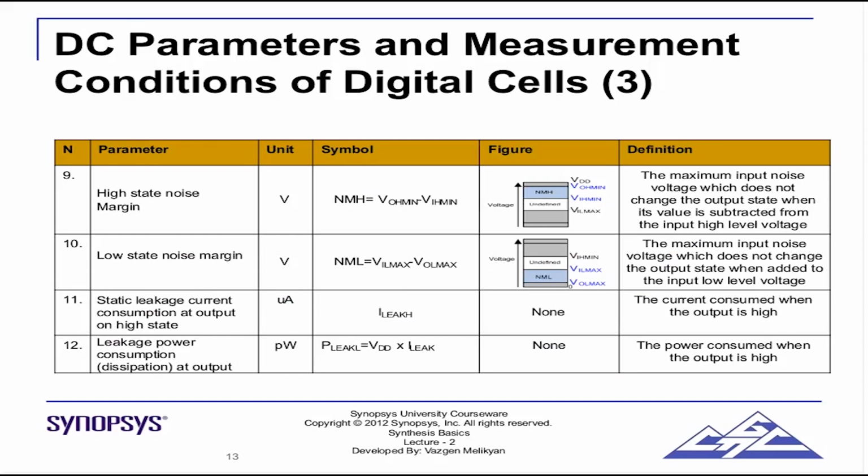Noise margin on the higher side, that is when the output is high, is simply VOH min minus VIH min. That is, it tells us the level of disturbance the cell can tolerate and it will not affect the functionality of the cell.